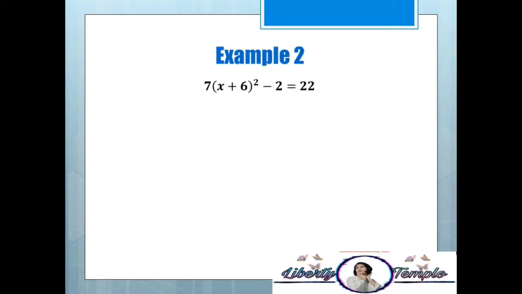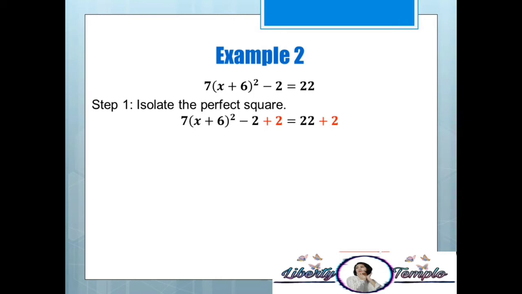And let's have another example. Let's say we have 7 times the quantity of x plus 6 squared minus 2 is equal to 22. Again, let's perform it using the steps. First, let's isolate the perfect square.